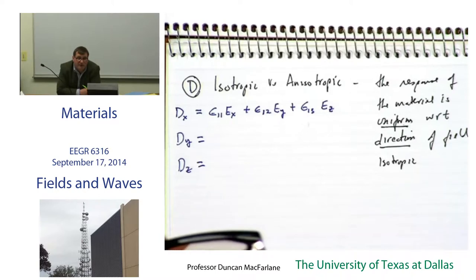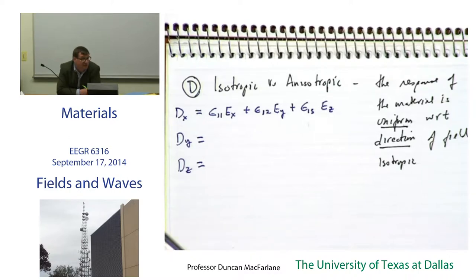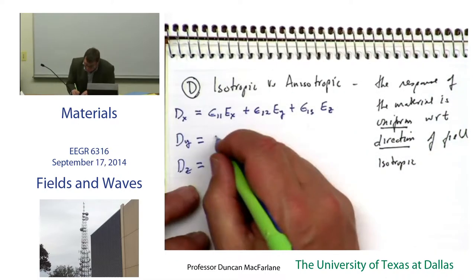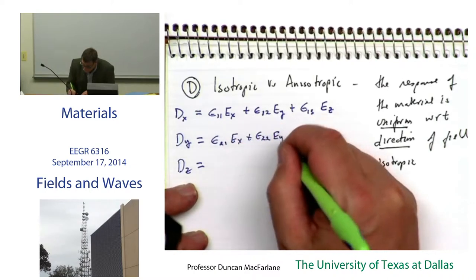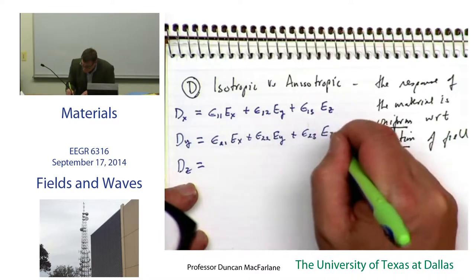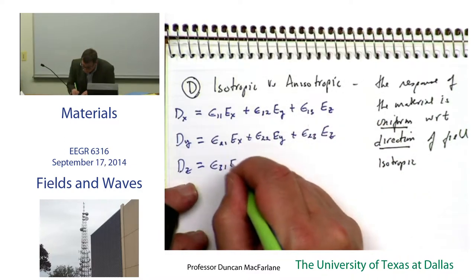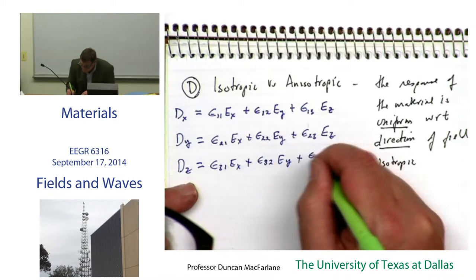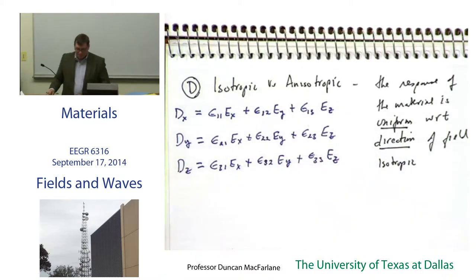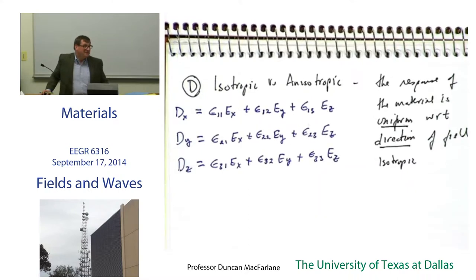So dx is some combination of ex, ey, and ez, each with their own constants, each with their own dielectric constants. And a priori, I have no knowledge of what one is versus another one. Same can be said for dy. And for dz. So I went from one number to nine numbers.